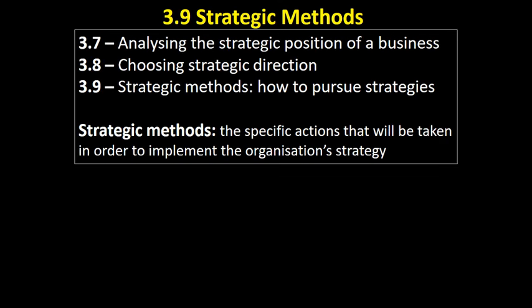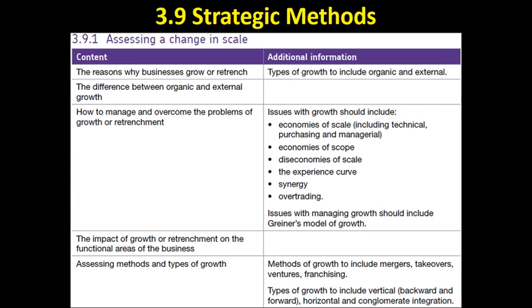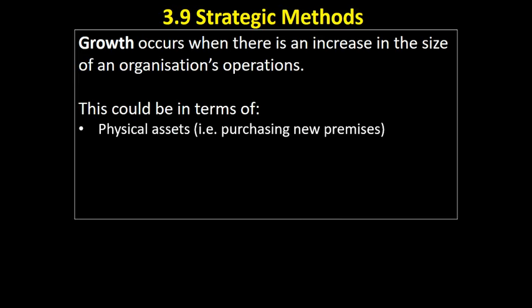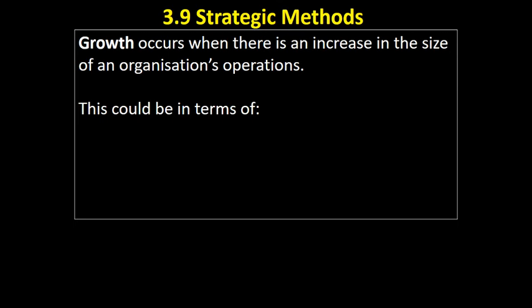So that's an overview. What we're looking at today in this video is why businesses grow or retrench. So first of all, looking at growth. So we could define growth as occurring when there is an increase in the size of an organisation's operations. Well, that's a bit vague. What do we mean by that?